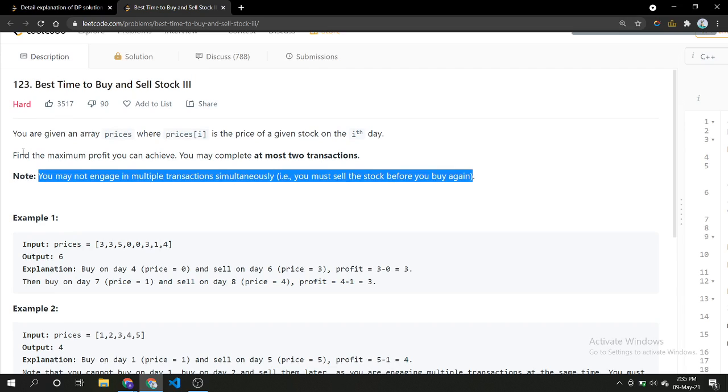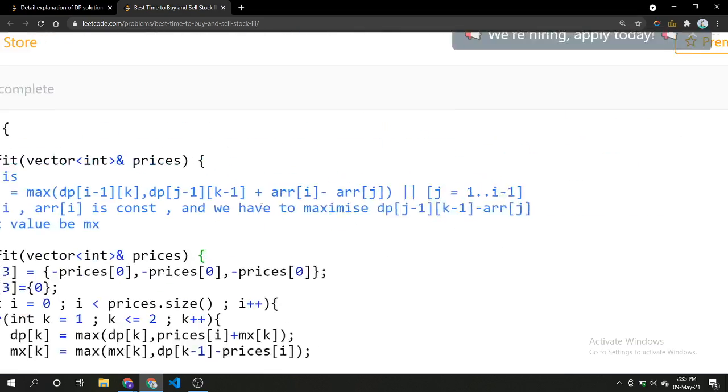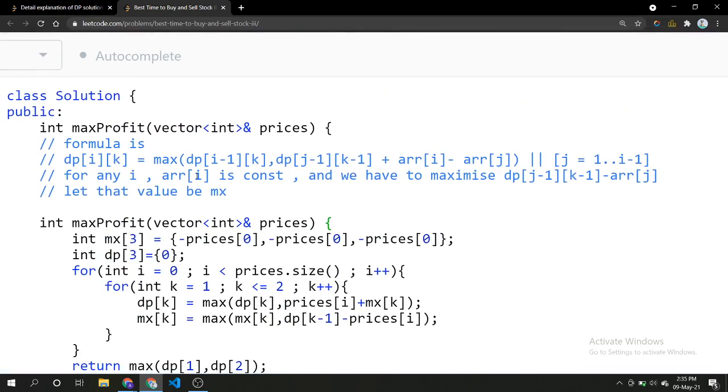Let me explain. So here is a formula. DP[i][k] means that on the ith day, if we have done k number of transactions up to the ith day, then the answer will be stored in it. It is the maximum of: the value if we have done k transactions up to day i minus 1, or the best over the k minus 1 case. What is it? I think it is pretty obvious, but let me explain that.